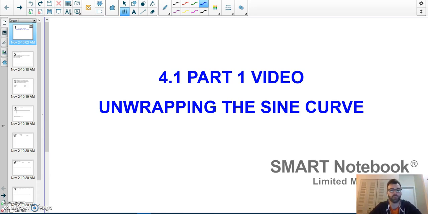Alright, welcome to Unit 4. Within Unit 4, we're going to talk about graphing our trig functions. Now, we looked at our trig function in terms of the unit circle. So in this unit, we're going to unwrap those trig functions and plot them on a graph. Today, specifically, we're talking about our sine curve and unwrapping our sine curve from the unit circle, taking our unit circle and stretching it out, essentially.